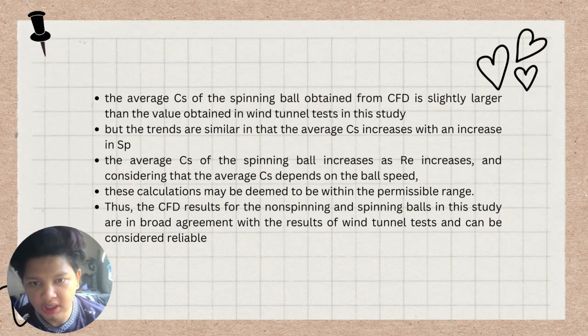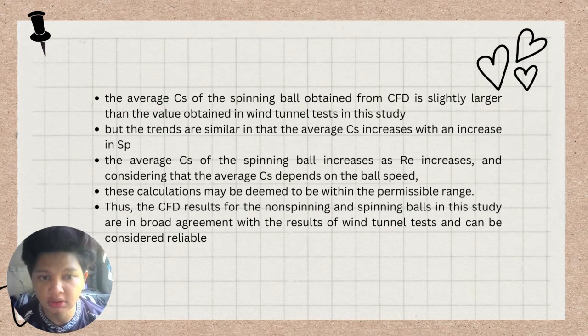First, the average CS of the spinning ball obtained from CFD is slightly larger than the value obtained in the wind tunnel test in this study, but the trends are similar: the average CS increases with an increase in SP. The average CS of the spinning ball increases as Re increases, considering the average CS depends on the ball speed. This conclusion may be deemed to be within the permissible range.